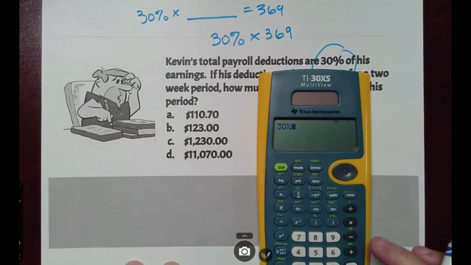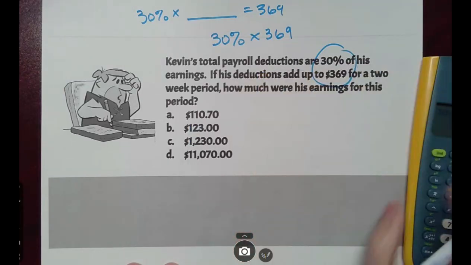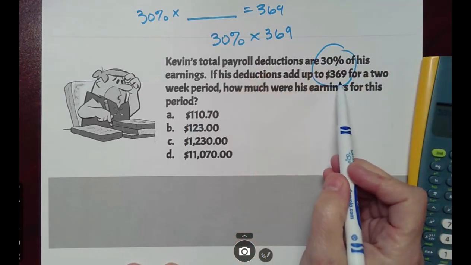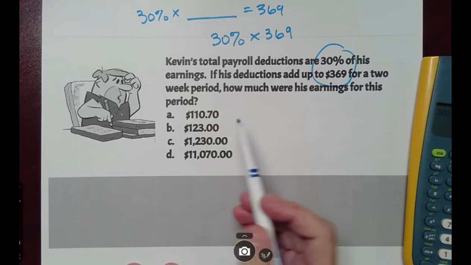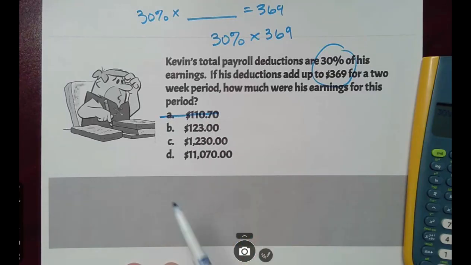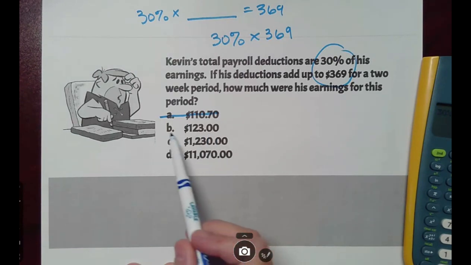30% of 369, you get answer A, but answer A is not correct. If you think about that, if your deductions are $369, your total pay can't be $110. Your total pay can't be less than your deductions, so we could eliminate answer A even without doing any math. We could also eliminate answer B for the same reason. Your total pay can't be less than your deductions.